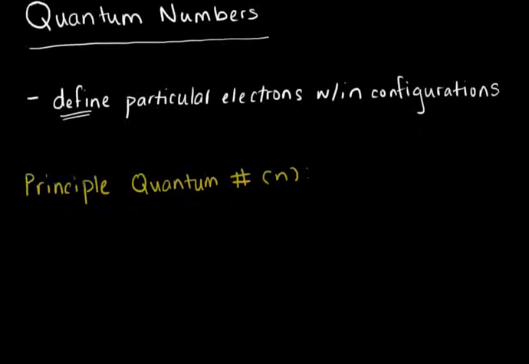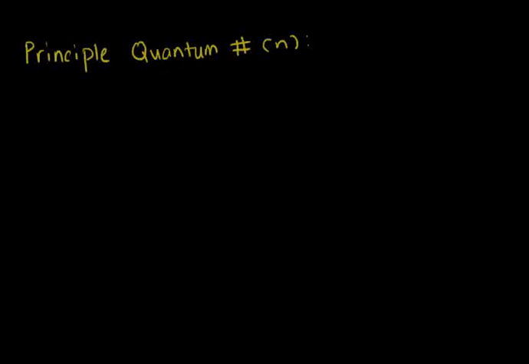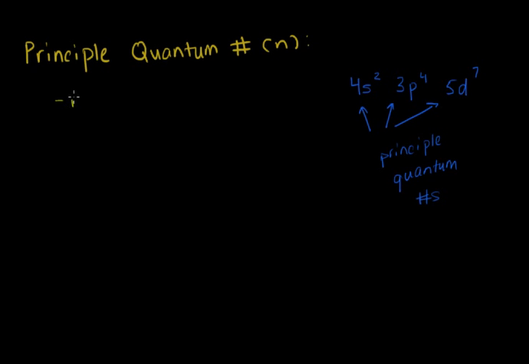So the first quantum number we're going to define is the principal quantum number. This is the number you should be pretty familiar with when we define electron configurations and say things like 4s2, 3p4, 5d7. This 4, 3, and 5, those are all principal quantum numbers. You might remember from a couple videos ago that we described principal quantum numbers as relating to the size and energy of an orbital.